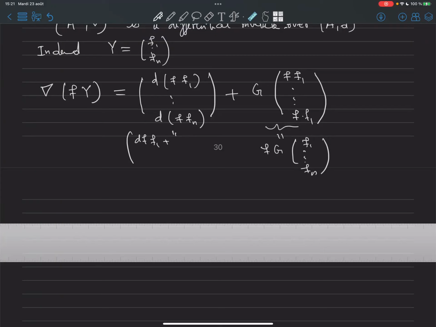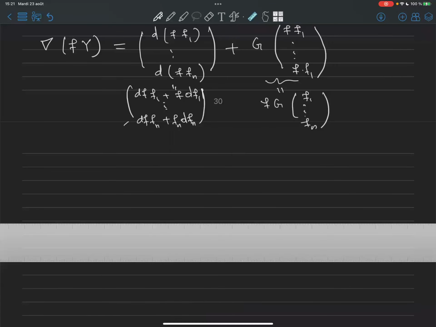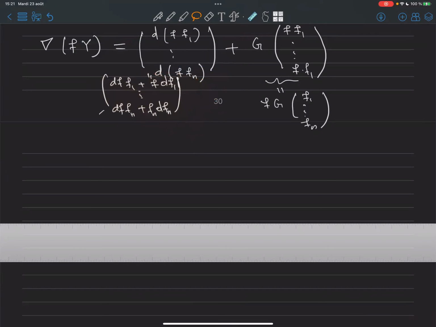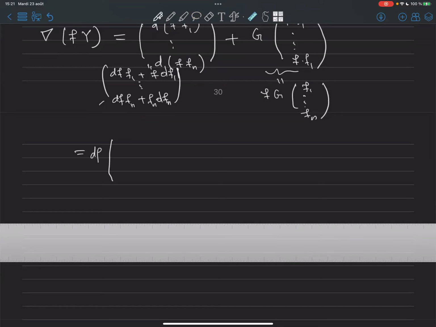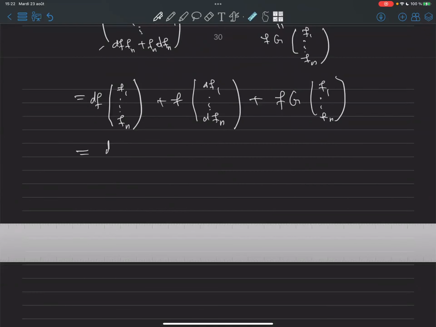Hence it is exactly equal to df n plus f n, which is exactly df multiplying by y plus f multiplying by nabla y.